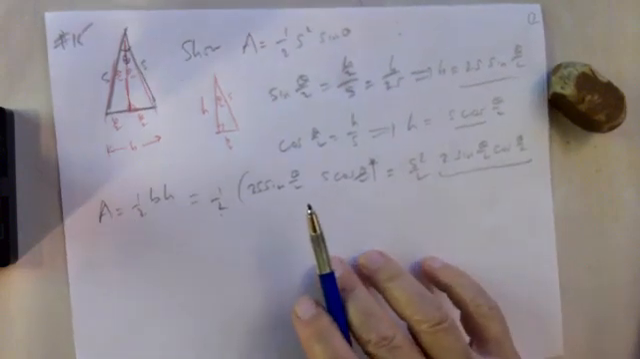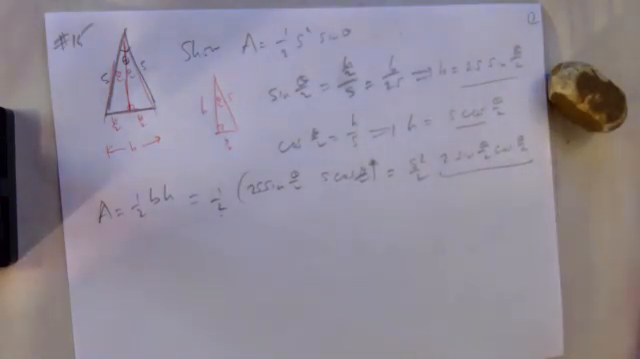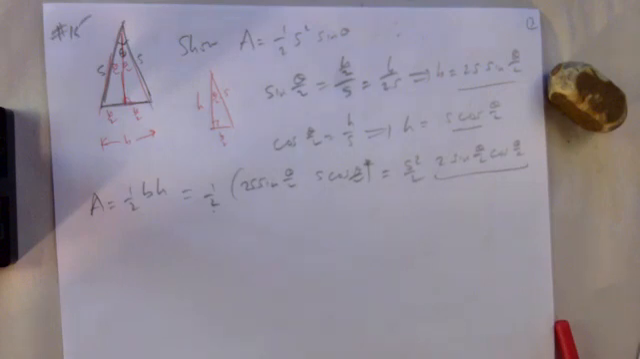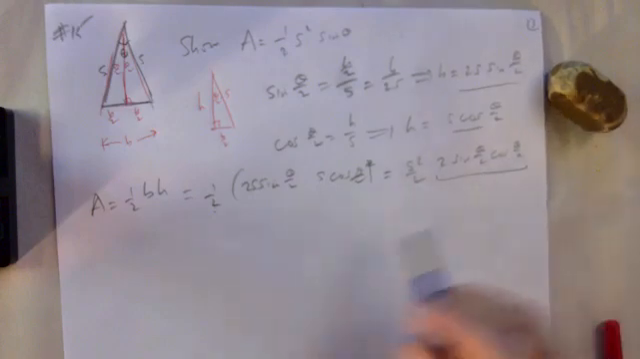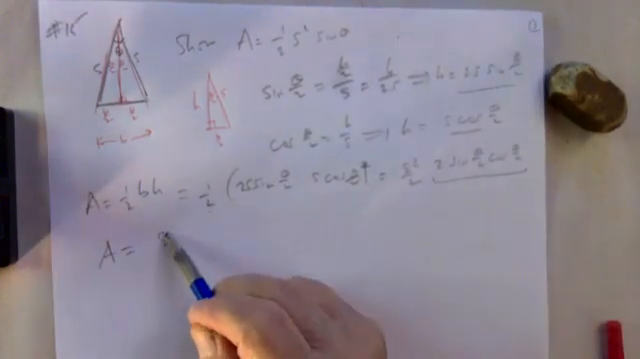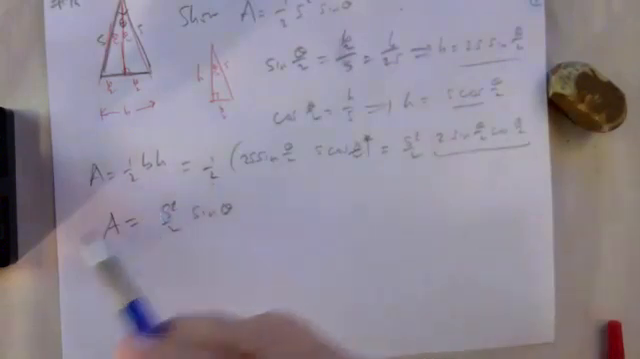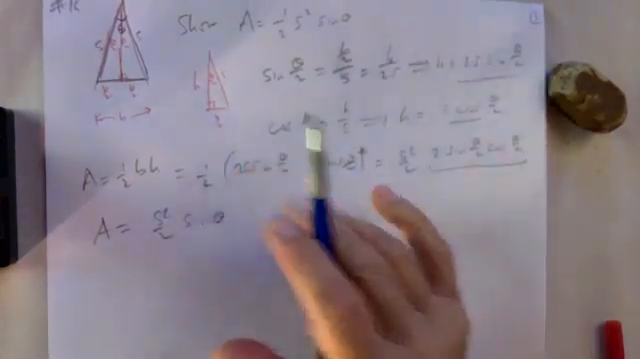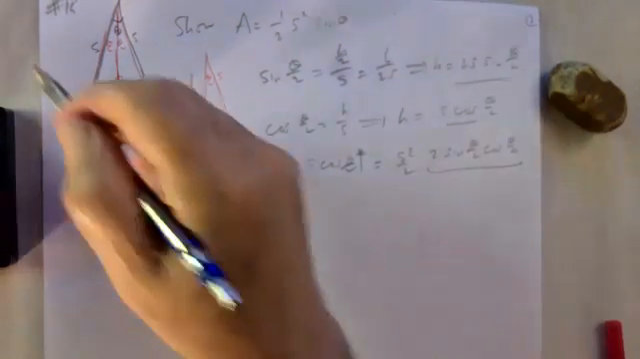But by the double angle formula, just one second, I'm sorry. Okay, yeah, this is the double angle formula. 2 sine theta over 2 cosine theta over 2 is exactly sine of theta. That's what we wanted to prove. So this is part A: show that the area of a triangle is given by this.